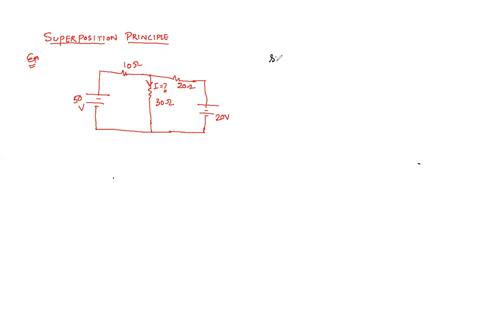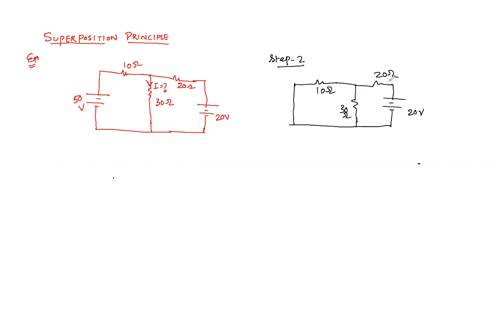In step 2, the circuit will look like this: 10 ohm, 30 ohm, 20 ohm, and this one is also 20 volt. If I say that the total current in this case is I, part of the current will also go to 30 ohm. Let's make it I1 dash and I2 dash, right? Here also the direction you can see is downward.